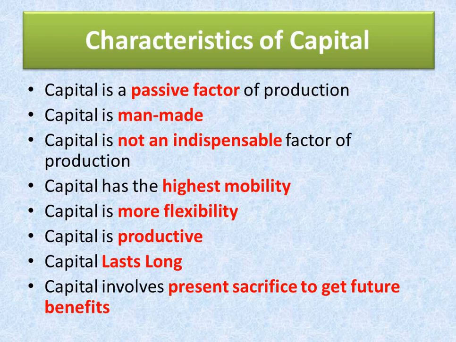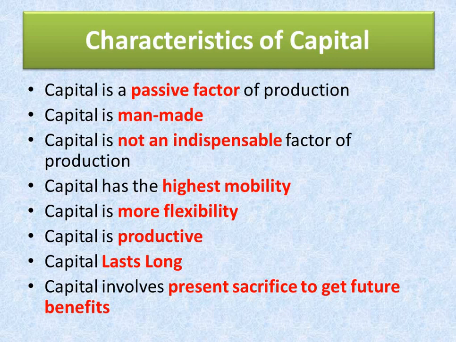Capital has highest mobility. Of all the factors of production, capital is the most mobile. Land is perfectly immobile. Labor and entrepreneur also lack mobility. Capital can be easily transported from one place to another. So it is having highest mobility. The next one is capital is more flexible. The supply of capital can be increased or decreased. If the people in a country produce more or save more from their income, and these savings are invested in factories or capital goods, it increases the supply of capital.